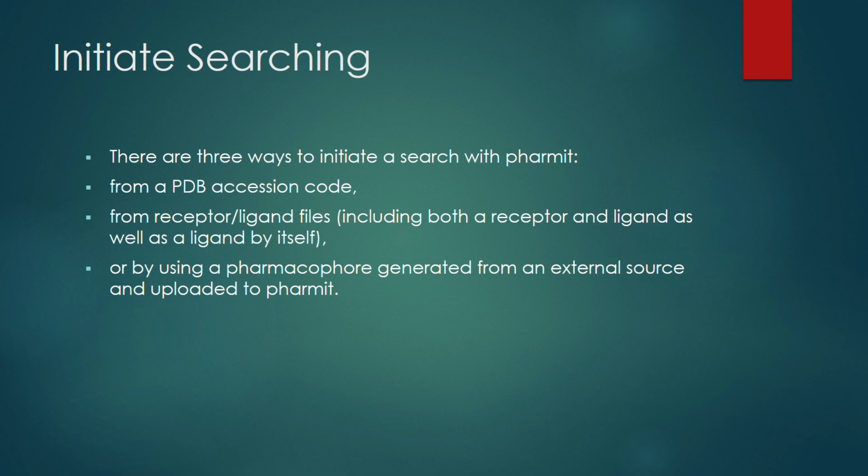On the main page, there is an option available for the user to enter their PDB accession code and start their searching process. The next option available is Enter Pharmit Search, where the user can upload their receptor or ligand file. They can also upload a single ligand, or both a receptor and ligand file. And they can also upload a pharmacophore query generated from an external source like MOE.